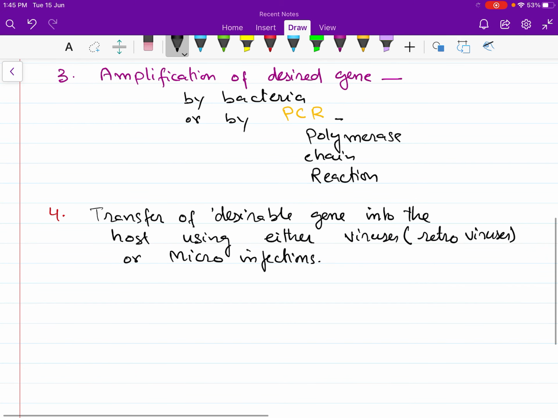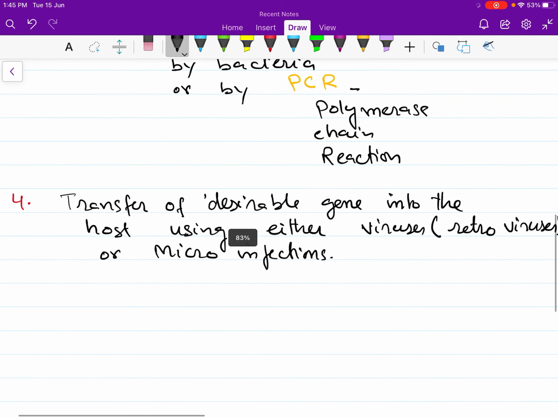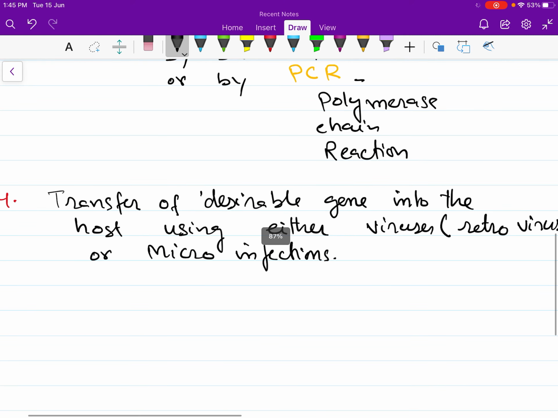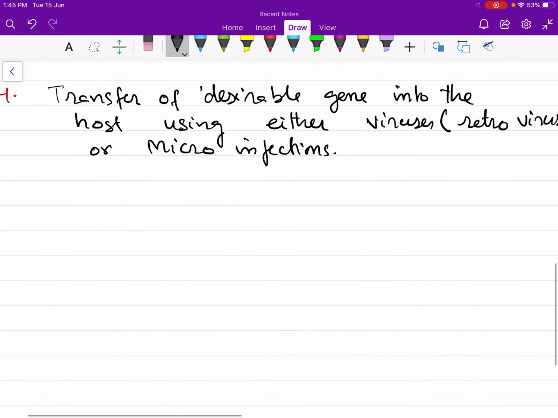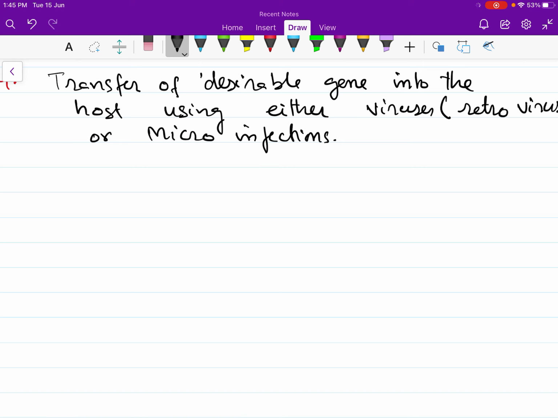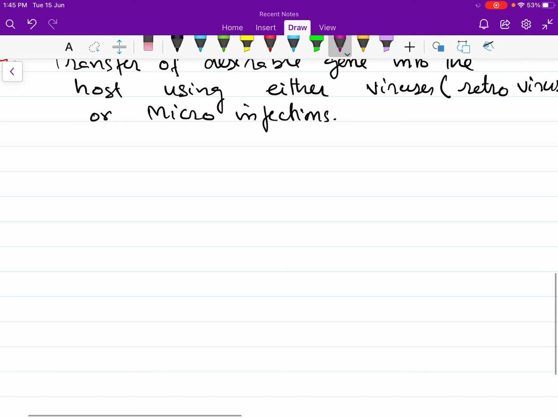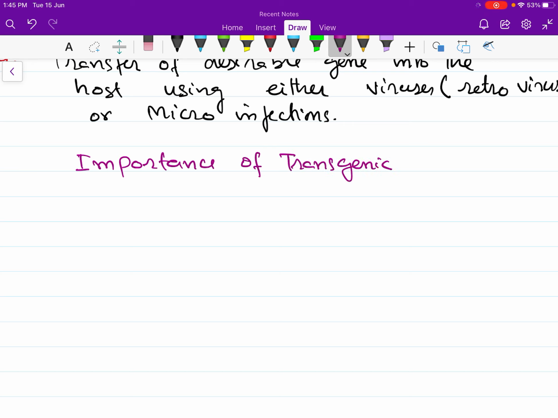Now next we will talk about the importance of these transgenic animals. What is the purpose of forming these transgenic animals? Transgenic animals are developed or formed for different purposes. Some of them are as follows. So we will talk now about the importance of transgenic animals. The transgenic animals are developed for several reasons.